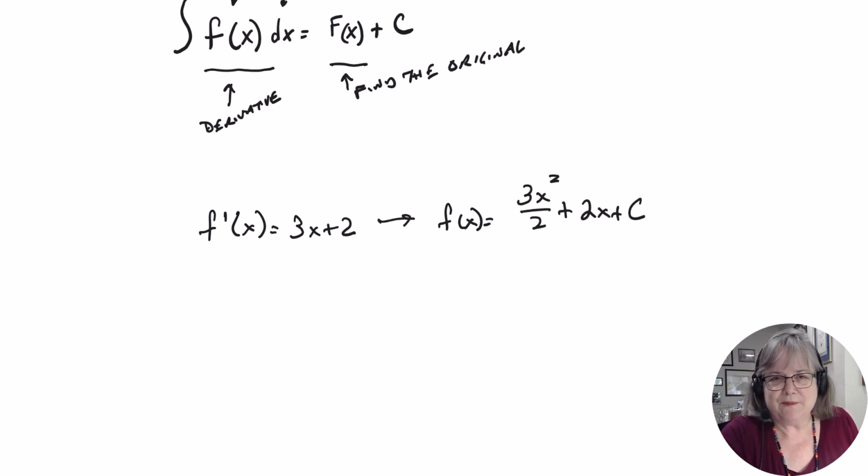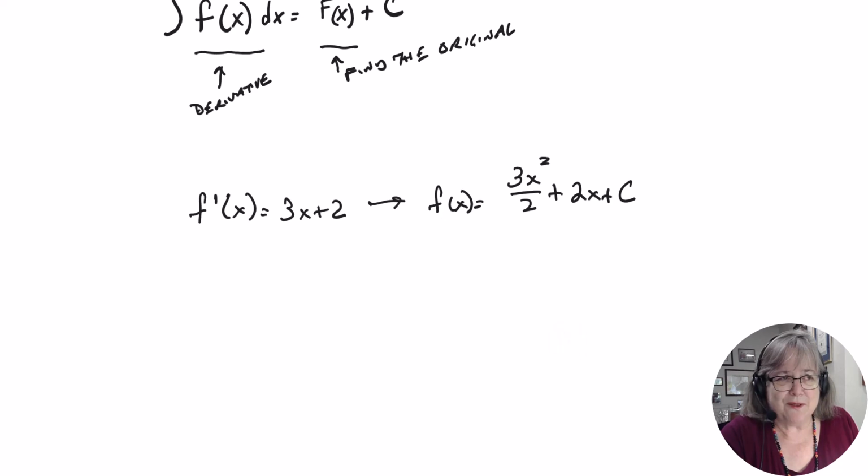And if you've stumbled onto this video and you don't remember how to do this part, you need to go back and look at the first antiderivative video. Now we could have also phrased it as dy dx is 3x plus 2.